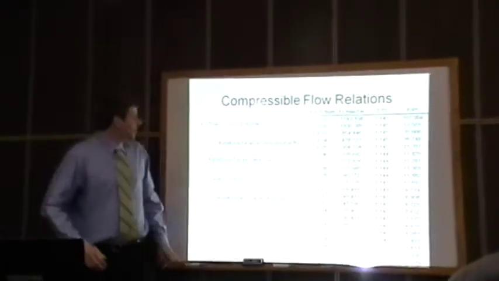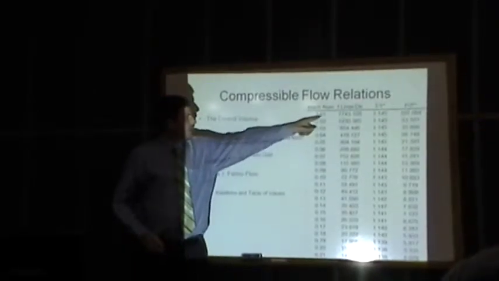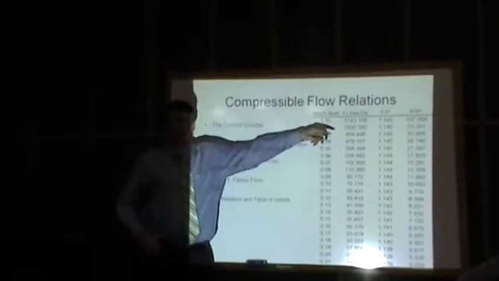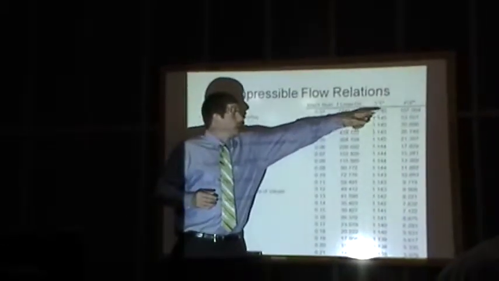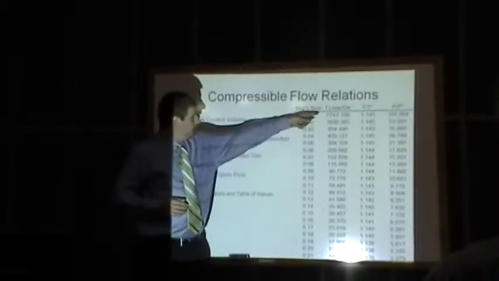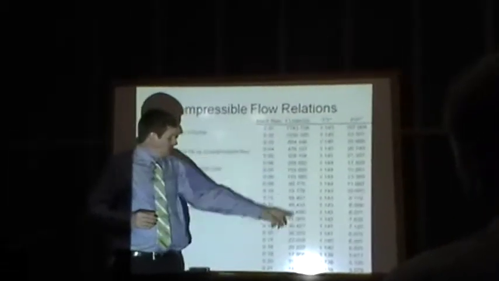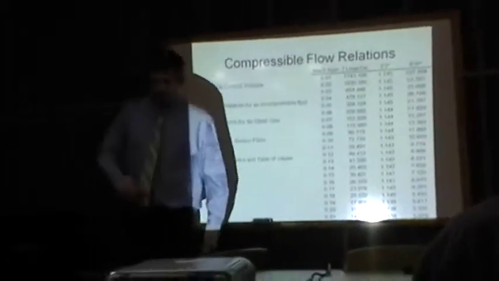So if we tabulate these values, you can see that at very low Mach numbers, the fL max over D gets very large. And here are some values of static properties. And then the fL max over the diameter gets much lower as you approach Mach 1.